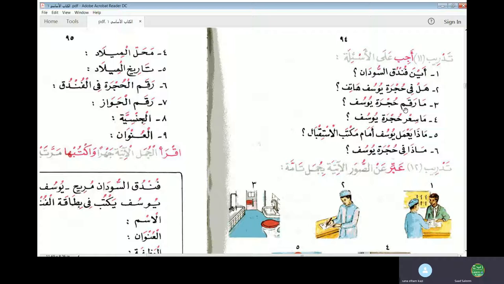Like, ma rakamu hujrati, right? Why not hujrati? Because it is muzaf alayhi also. It is muzaf also and it is muzaf ilay also. With rakam it is muzaf ilay. With Yusuf it is muzaf. Okay. Hujratu rakamu. Rakamu hujrati.